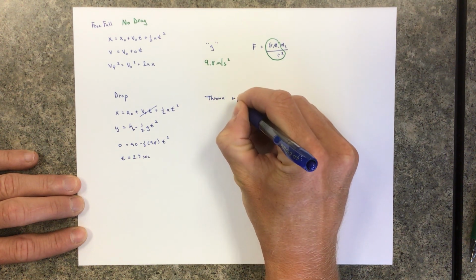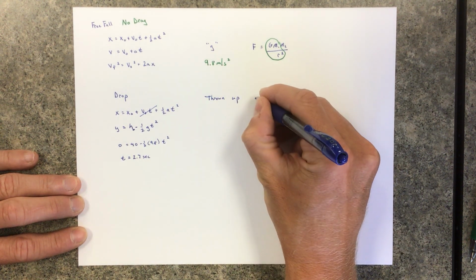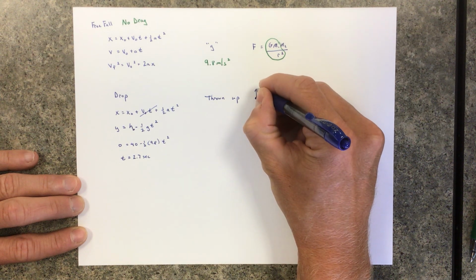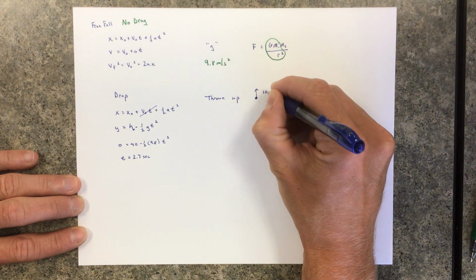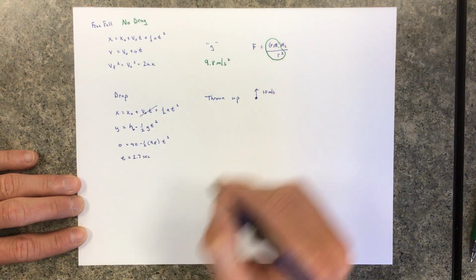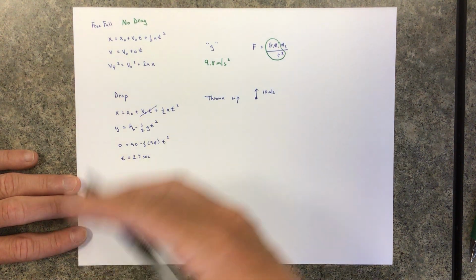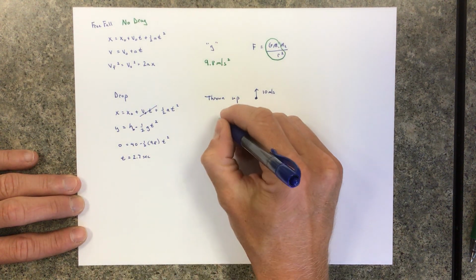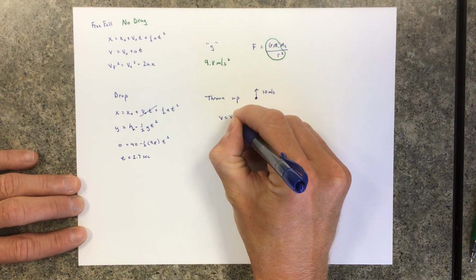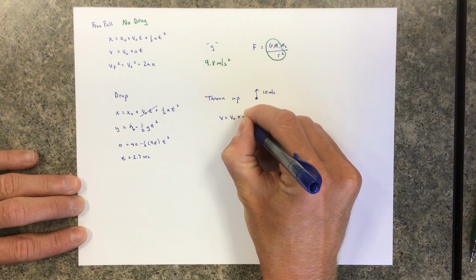So we've thrown something up. We take a ball and chuck it up at, let's say, 10 meters per second, and let's say we want to know how long it takes to get up. What if I just want to know how long it takes to get to the top?